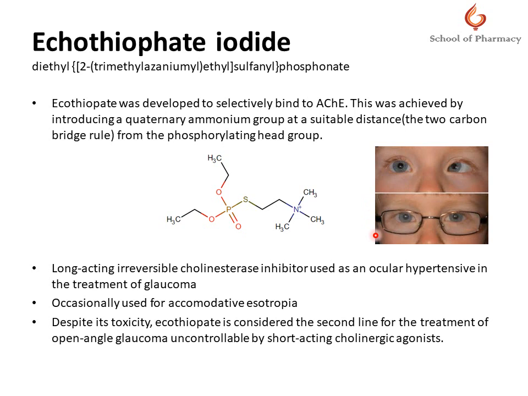What is accommodative esotropia? It is a problem of the eye, meaning crossed eyes, which is a type of problem in eye alignment. Ecothiophate, despite its toxicity, is considered a second line treatment of open angle glaucoma, which is controlled by short acting cholinergic agonists like the carbamates or demecarium.